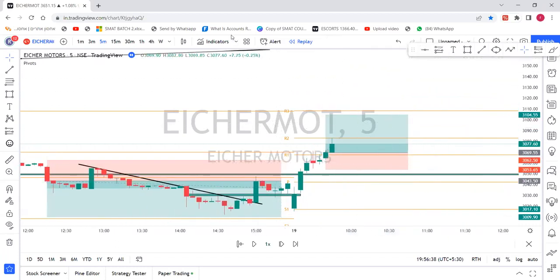Now tell me, shall we go for this trade or not? Yes or no?